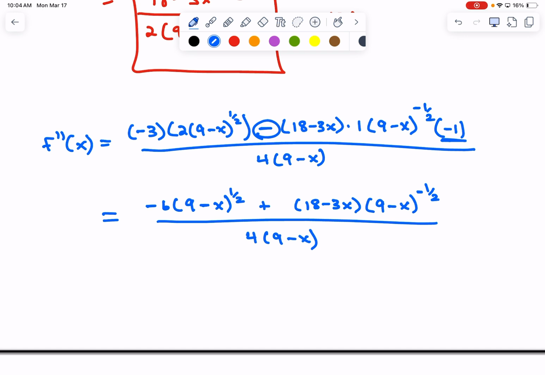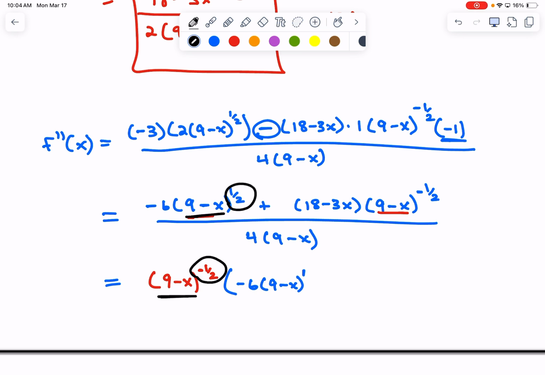All right, factor out the least power. Least power is going to be, looks like the only thing I can take out is a 9 minus x to the what power? -1/2. All right, let's see what that leaves me with. That'll leave me with -6 times 9 minus x to the first power. Because if I subtract these exponents, because I'm taking this divided by this, 1/2 minus a -1/2 is really 1/2 plus 1/2, which is 1.